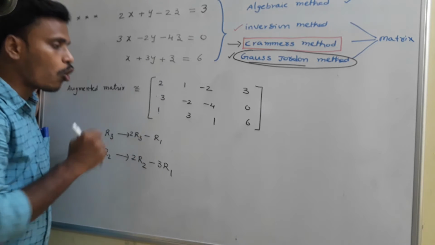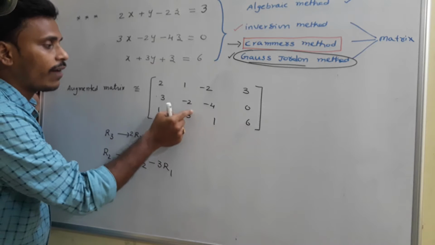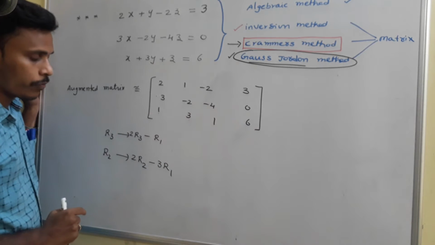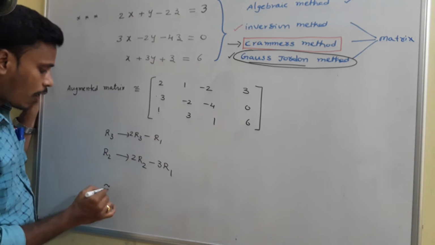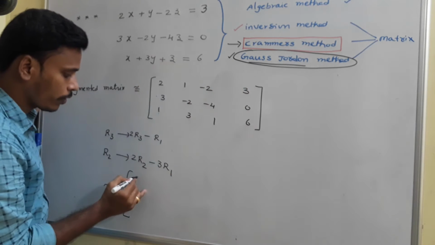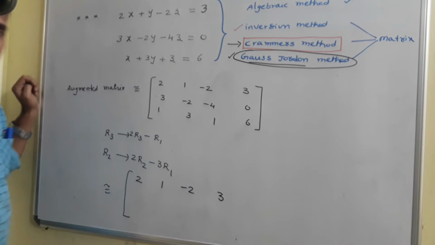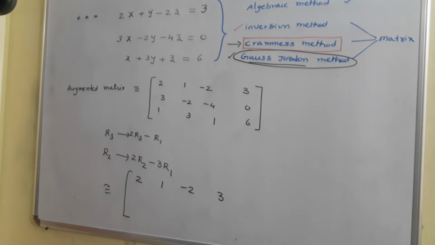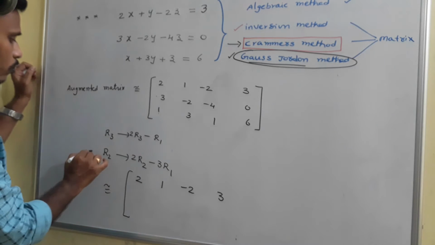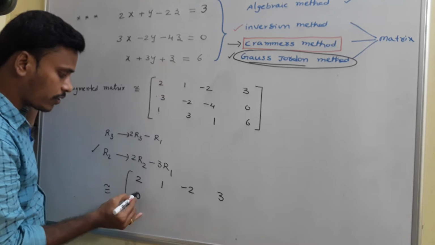So with these two row operations, I will make these two zeros, and then I will make this one also 0. Just have a look. I am not disturbing the first row, so the first row is 2, 1, minus 2 and 3. Then change the second row R2: 2 into 3 minus 3 into 2, 6 minus 6 is 0.